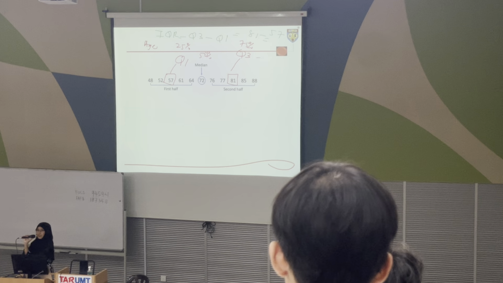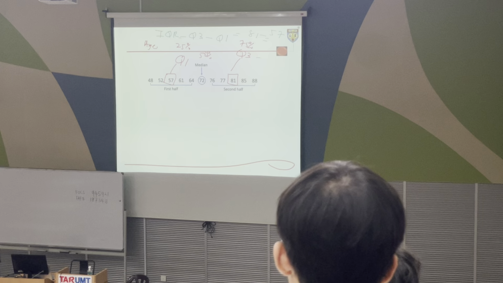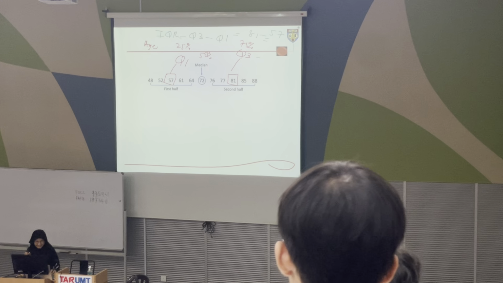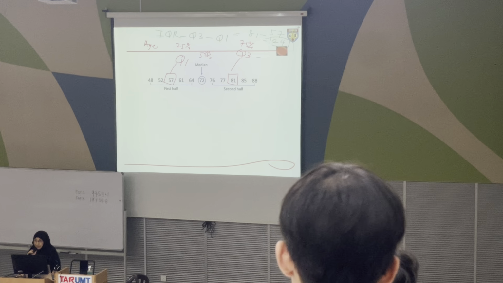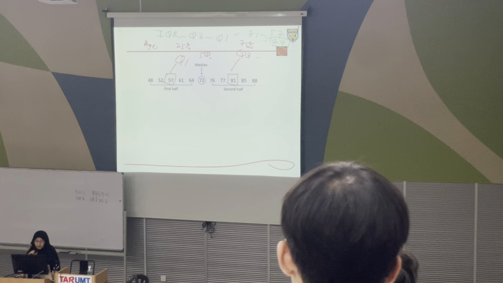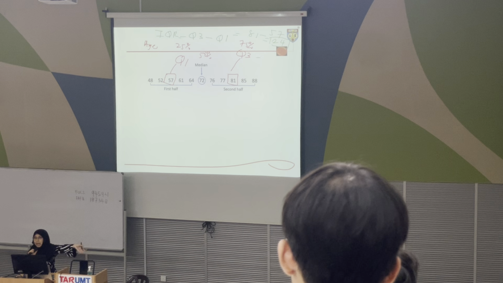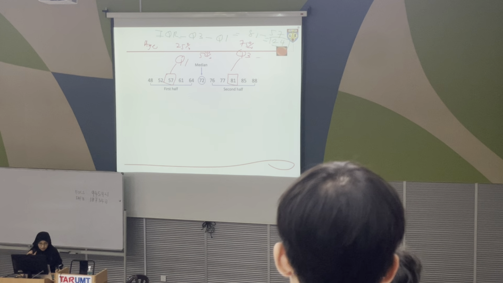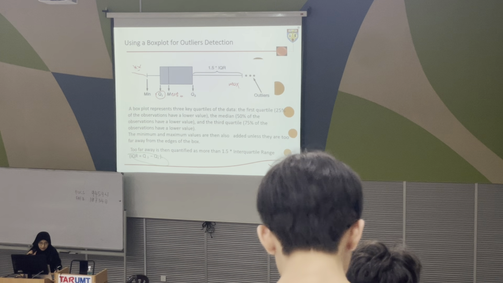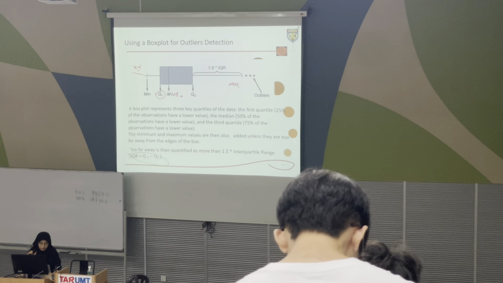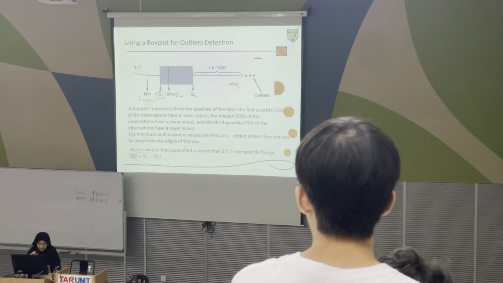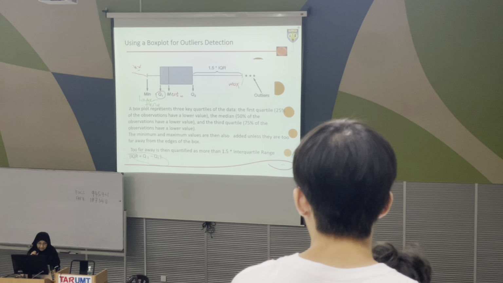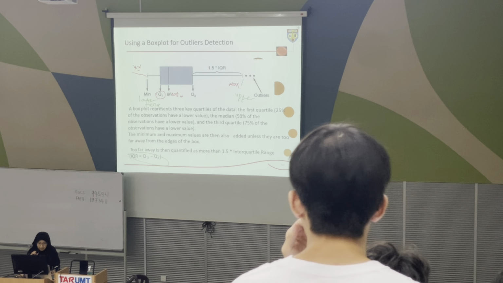81 minus 57? 24, relax. So 24. Okay, and then after you have identified the IQR, the next step is to identify the lower and upper boundary. So the minimum is the lower boundary or lower fence, and the maximum is the upper fence or upper boundary.